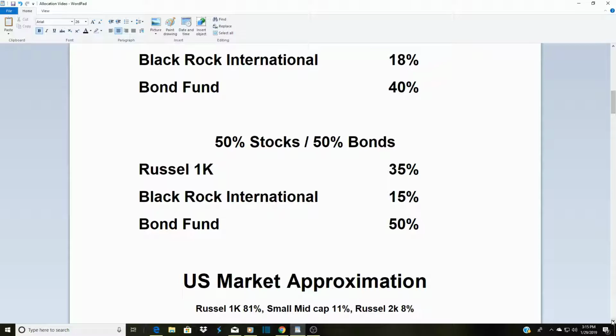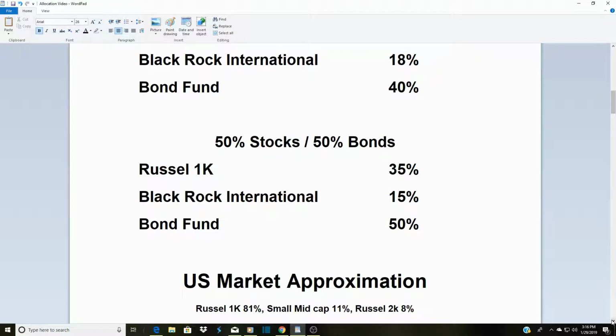It doesn't really matter. The calculations are all the same. So if it was 52% stocks, you just take 52 times 0.7, since we're doing 70% US, 30% international. This example, 50% stocks, 50% bonds. We'll spare you the calculation. It is Russell 1000 at 35%, BlackRock International 15%, bond fund 50%.